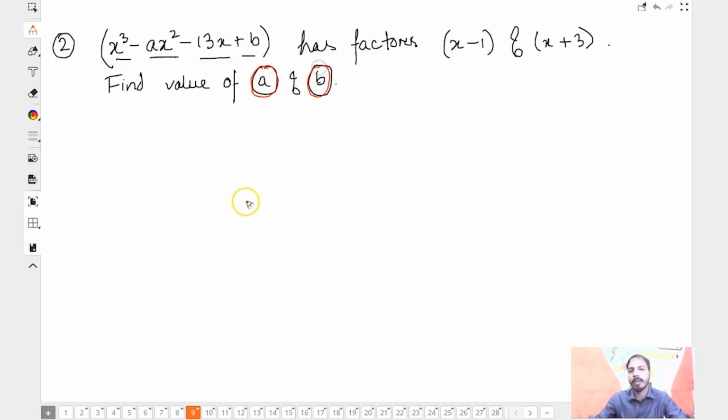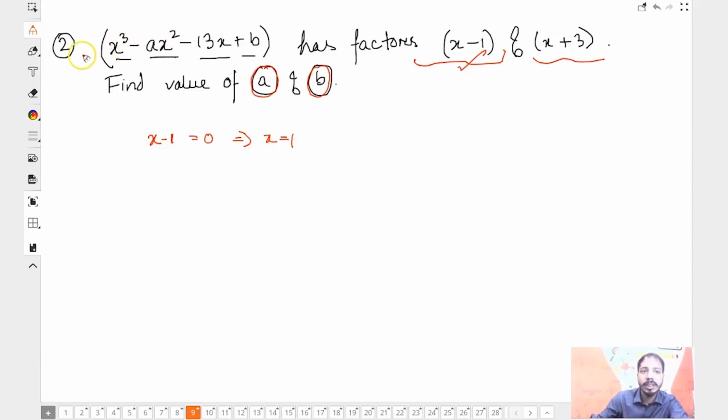How do you find out the unknowns? Now to find out the unknowns, you need two conditions. Now they have given you two conditions. One condition is they have said x minus 1 is a factor of this polynomial, and the second condition is x plus 3 is a factor of this. Now using this, if this is a factor of this polynomial, that means what? They have said that x minus 1 is a factor. That means if I equate to 0, I get x equal to 1.